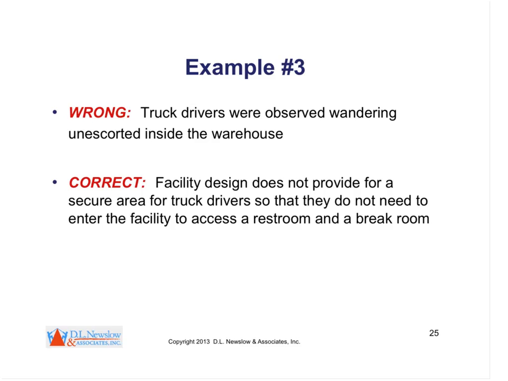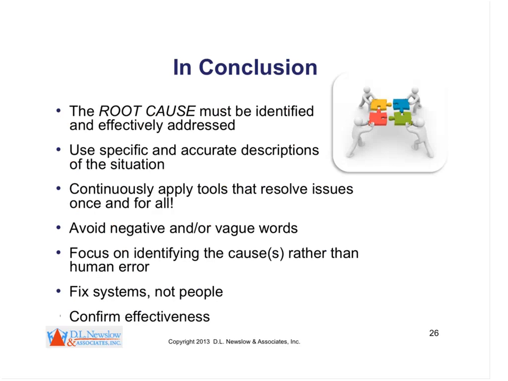So this is an example, again, of putting your thinking cap on, brainstorming, and saying, okay, we obviously need to put in a capital budget, but what are we going to do in the meantime? So in conclusion, root cause must be identified and effectively addressed. Use specific and accurate descriptions of the situation. Continuously apply tools that resolve issues once and for all. Avoid negative and vague words. Focus on identifying the causes rather than the human error. Fix the systems, not the people.